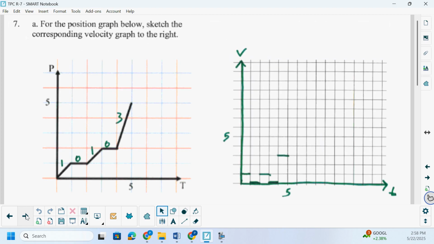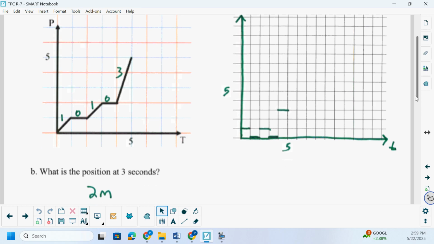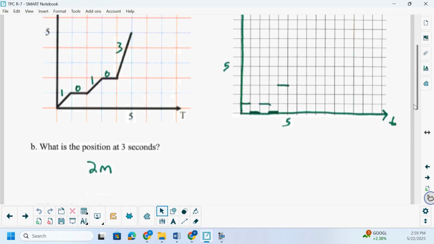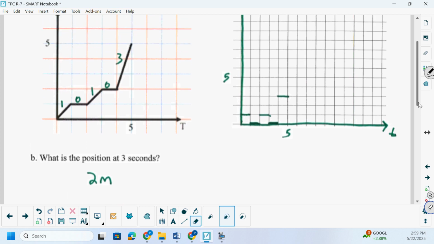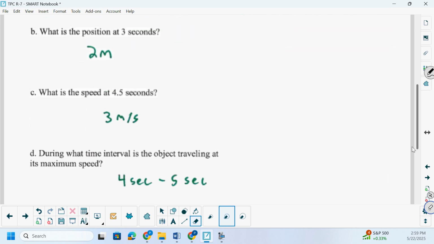For our number 7, the other one we had to do, get all your slopes. Make sure you have labeled V and T. Draw those slopes in at their proper intervals on the velocity graph. At 3 seconds on the position graph, we are at 2 meters. At 4.5 on the velocity graph, we are at 3 meters per second. So that was C. Our highest velocity is going from 4 to 5 seconds.